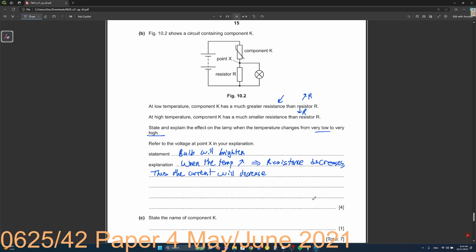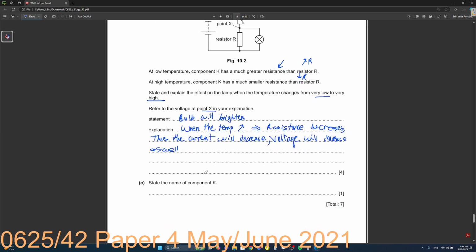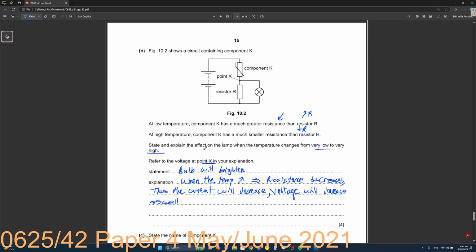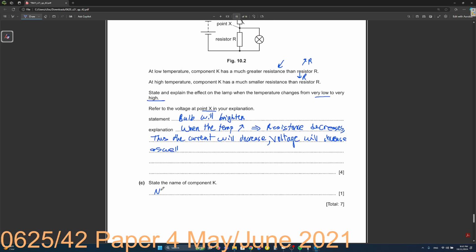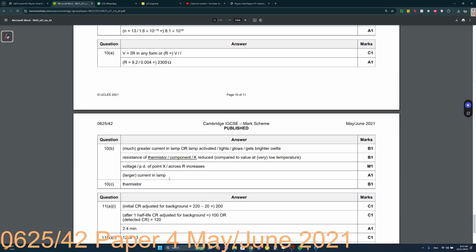And to get the 4 marks, we got 1, 2, 3. To get our 4th mark, they said refer to the voltage at point X. What happens to the voltage? Obviously, voltage will increase as well. And then they said name component K. What is the component that has a VI graph where when temperature decreases, there's more resistance, but at high temperatures, less resistance? It's the NTC thermistor, right? So the NTC thermistor. You don't need to say NTC, I don't think. Yeah, you can just say thermistor. Okay.